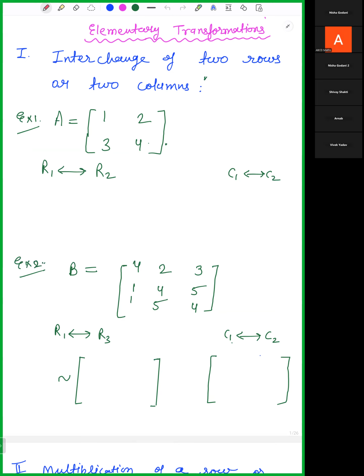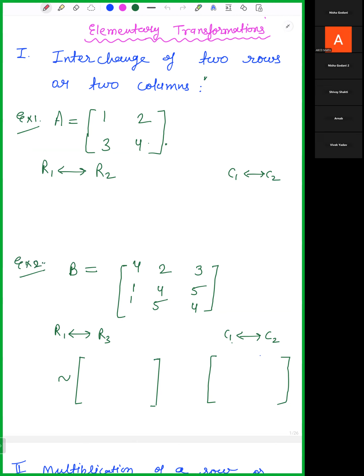How to find the rank of a matrix. If you know that, then you can apply your Gaussian elimination method. So first I'm going to discuss elementary transformations, then I'll focus on the rank. Then we will move to Gaussian elimination. So let's start. There are actually three elementary transformations.